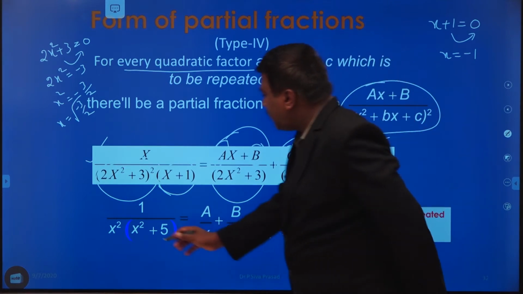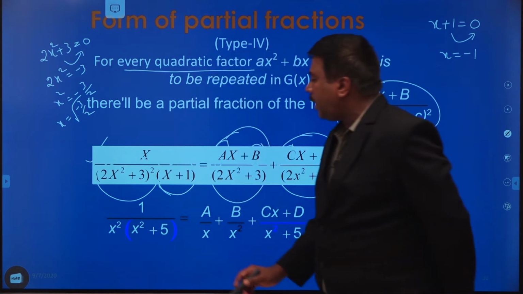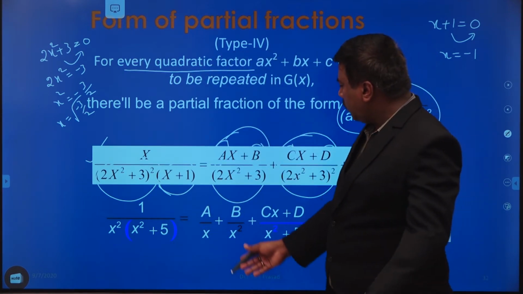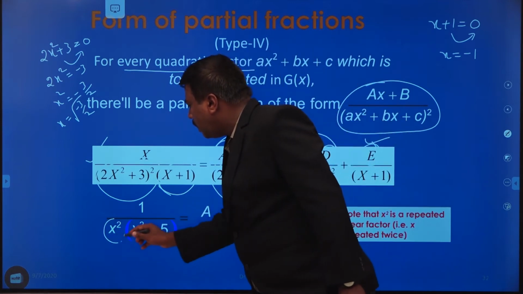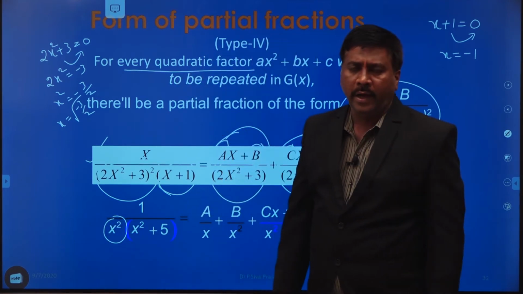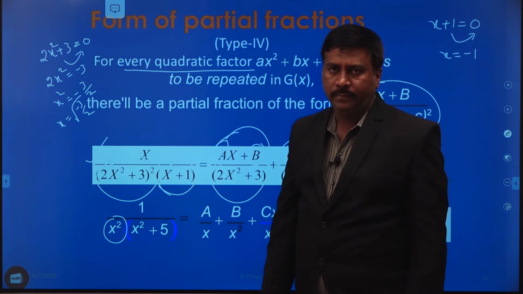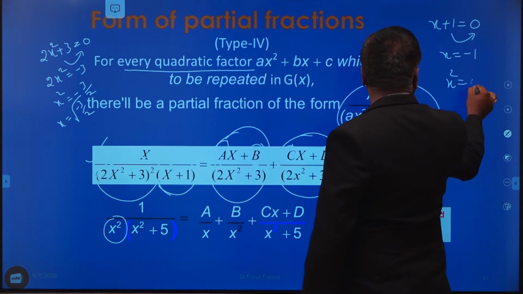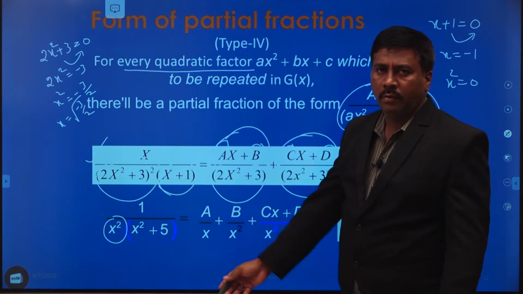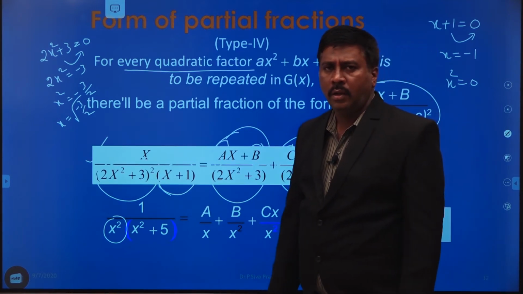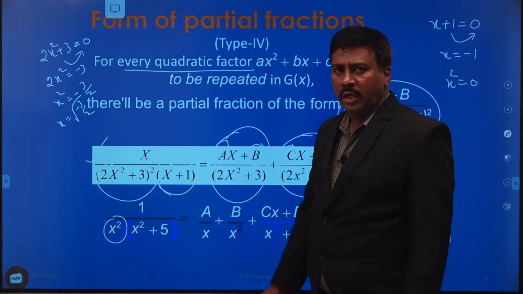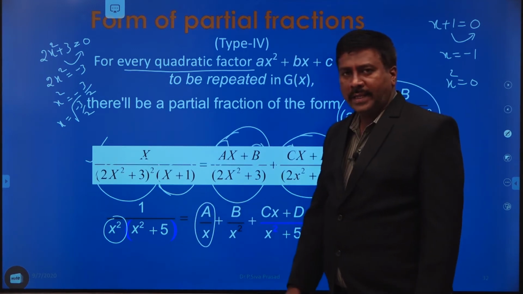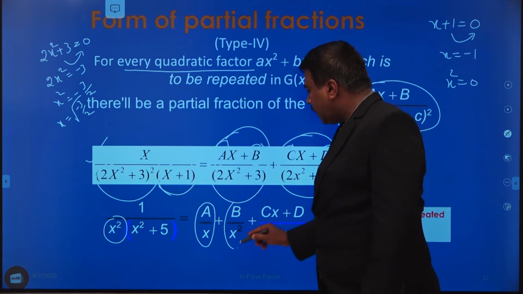Next, let us see another example. 1 by x square into x square plus 5. In that, we have to know that x square is a linear factor that is repeated, because simply taking x square equal to 0, then 0 is a real number. Then that is a linear factor that is repeated. Therefore, I have to apply type 3, a by x plus b by x square. This is under type 2.